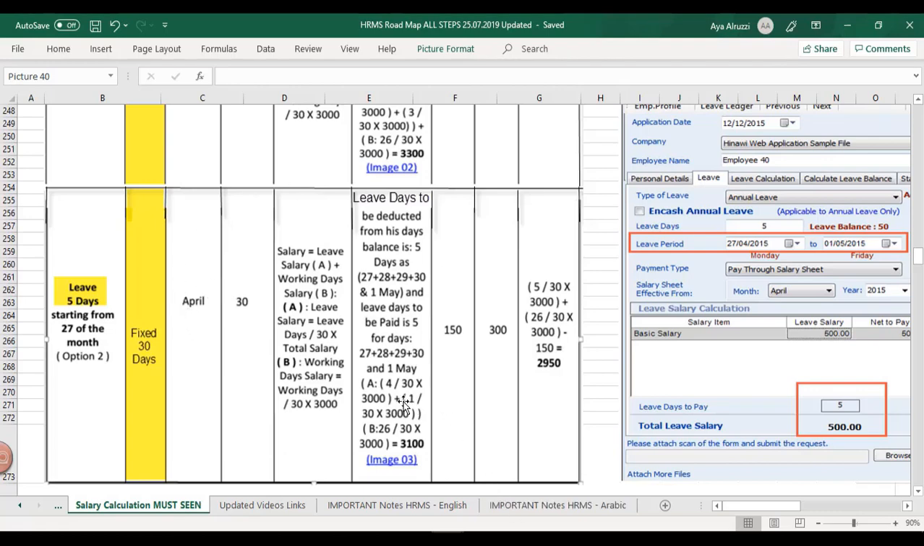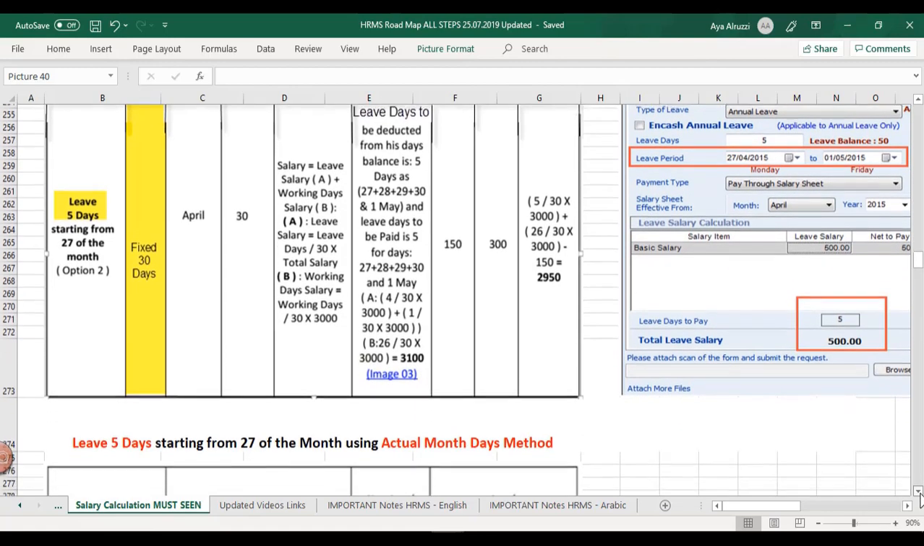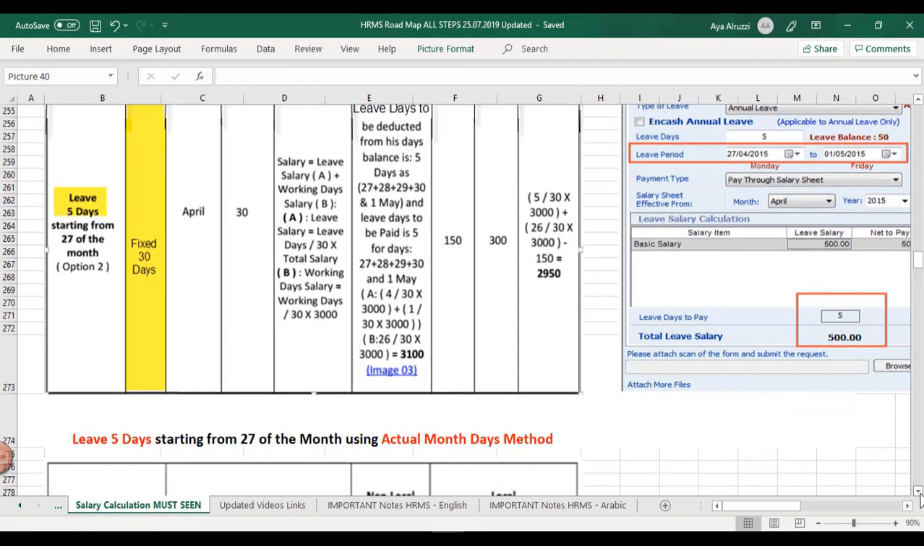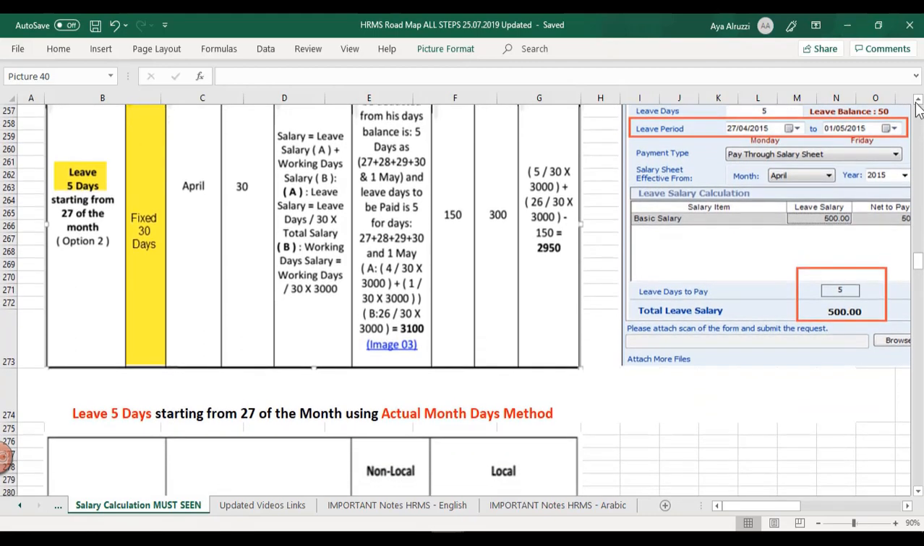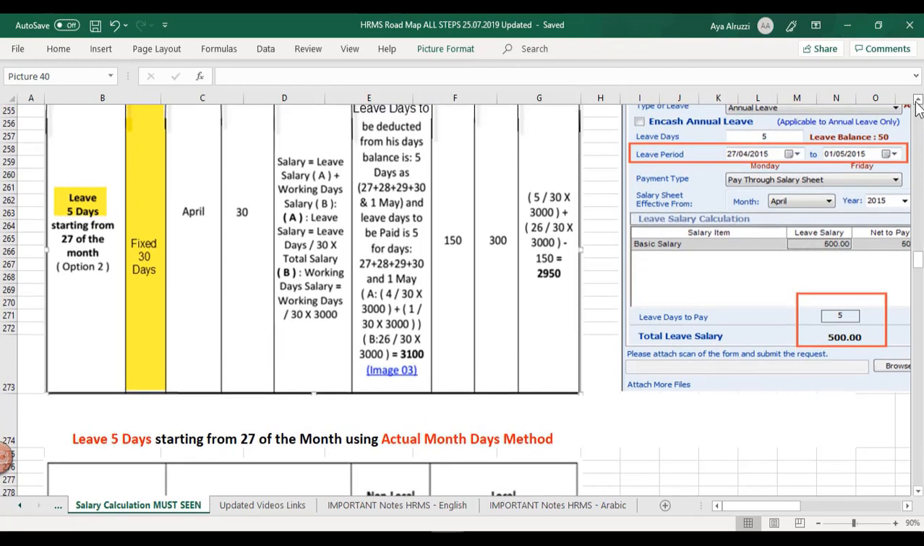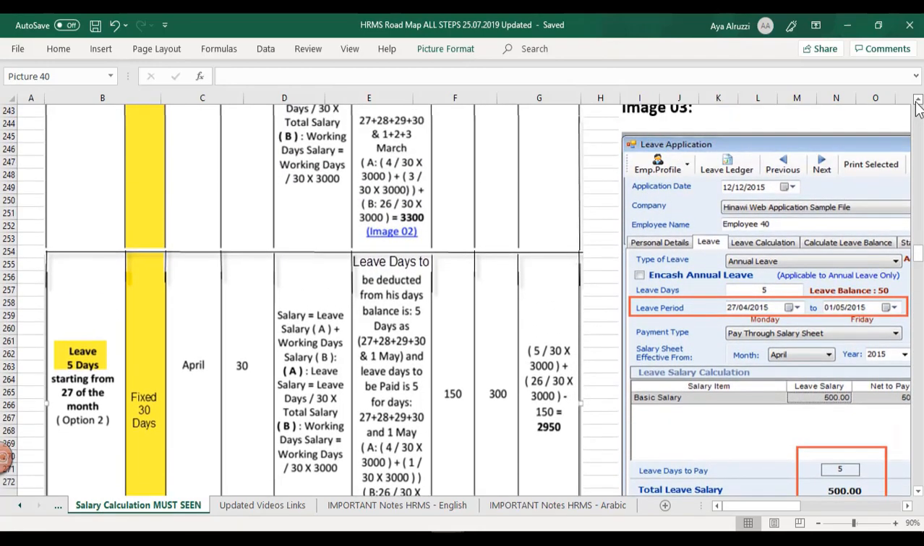So that's why plus 1 divided by 30, which is this, right here, and then multiplied by 3,000, which is the salary. And then here, as we can see here, this is the total, which is 3,100. We will see this now as a screenshot in order to be more clear. And then we will move to the actual month days of the 5 days of leave.